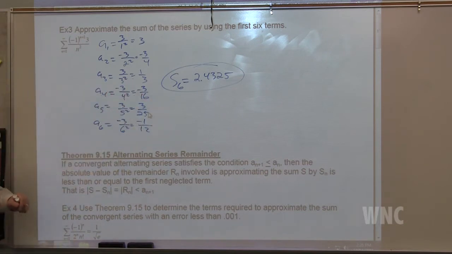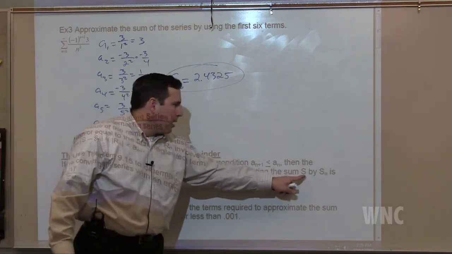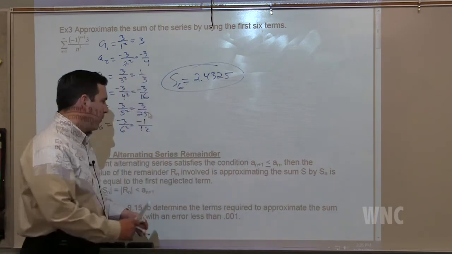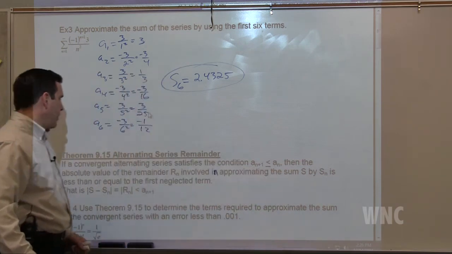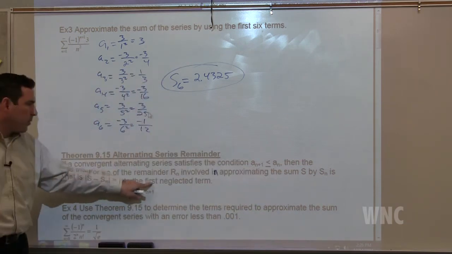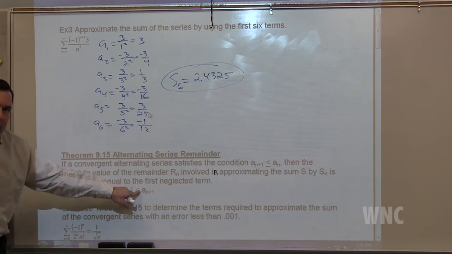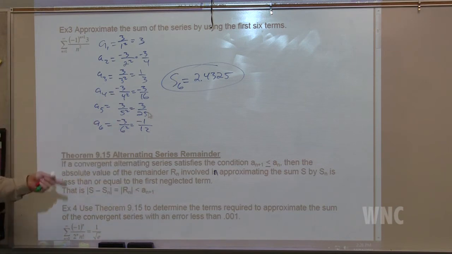Then the absolute value of the remainder involved in approximating the sum s by s sub n is less than or equal to the first neglected term. That is, s minus s sub n is the remainder, and that's going to be less than the first term we don't count. So in this previous example, which term did we not count? We stopped after the 6th term, so we didn't count the 7th term.